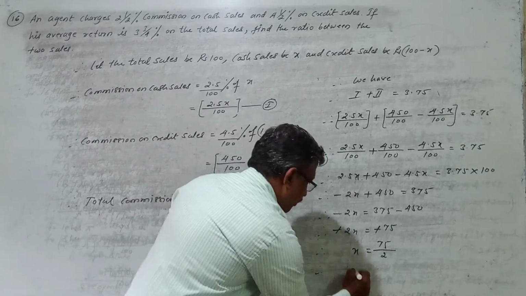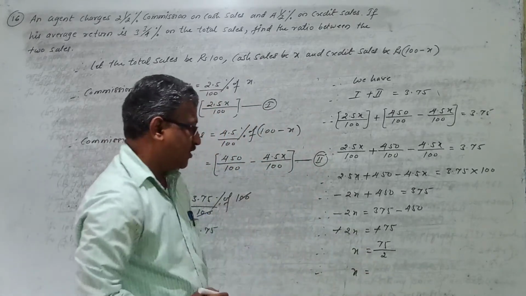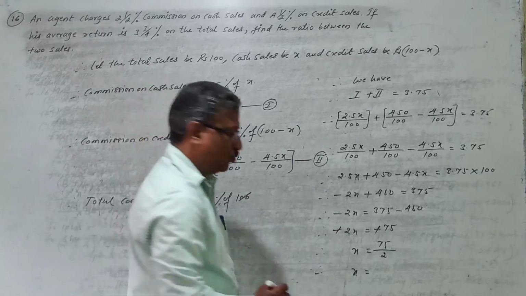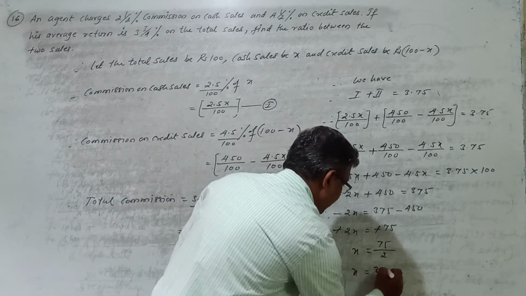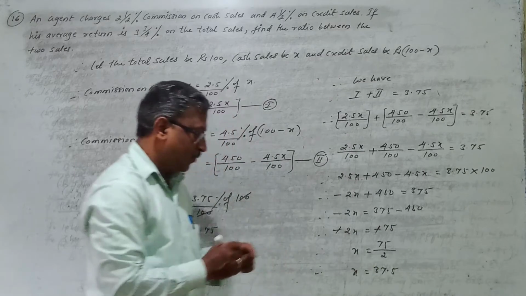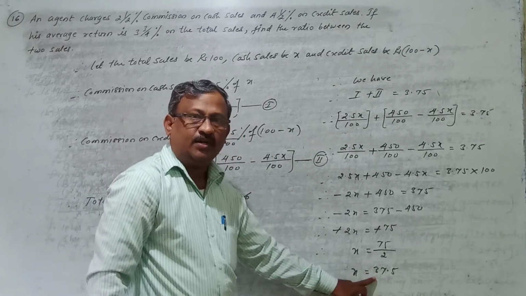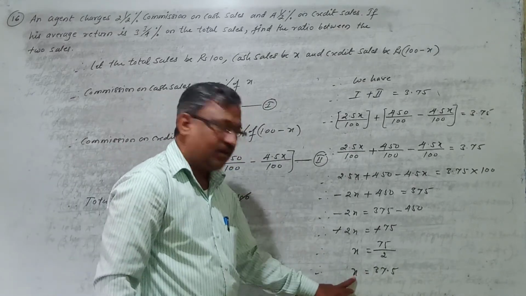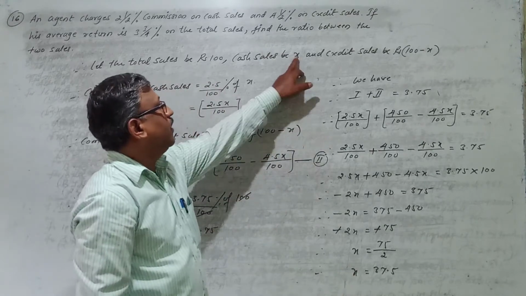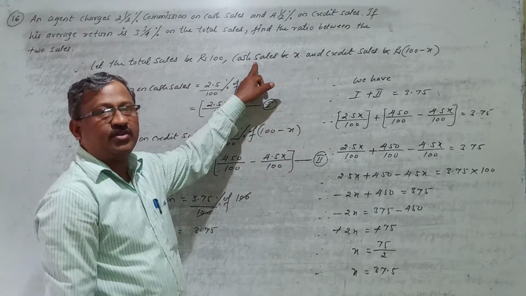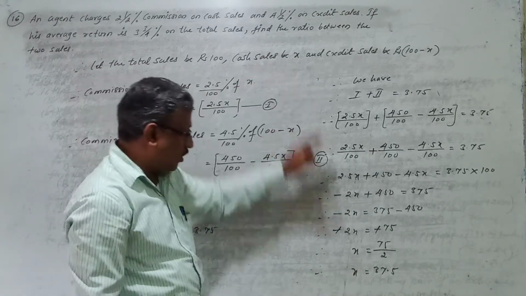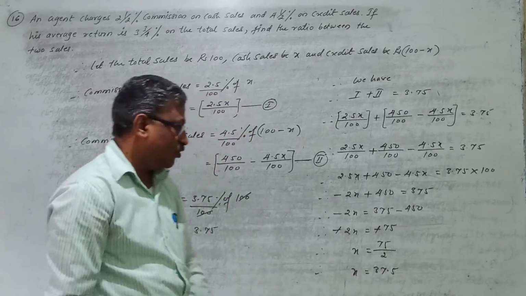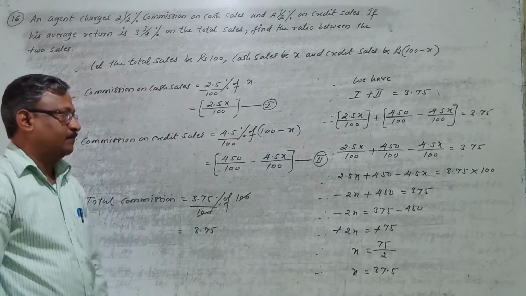Or x is equal to, now 75 you divide by 2. So you get 37.5. So 37.5 is what it is? Your x value. So x is what we have assumed here? Our cash sales. So like this we have got our cash sales as 37 rupees 50 paisa.